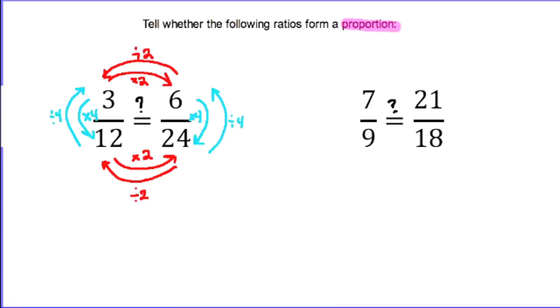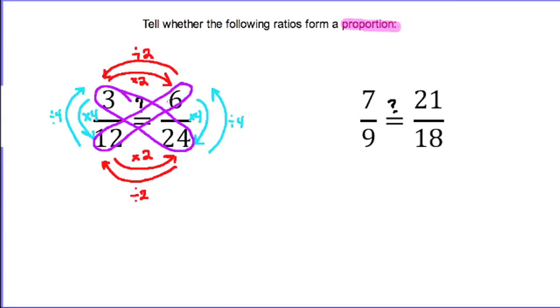The final technique is called using cross products. For this case, I'm going to look to see if the top number of one ratio multiplied by the bottom number of the other ratio is equal to the top number of the other ratio multiplied by the bottom of the first. To do this, I'm going to write this as an equation.